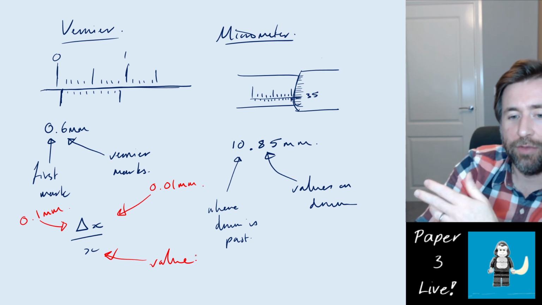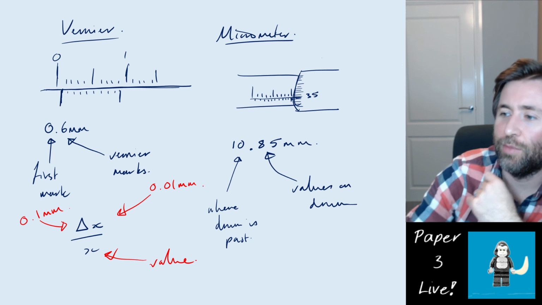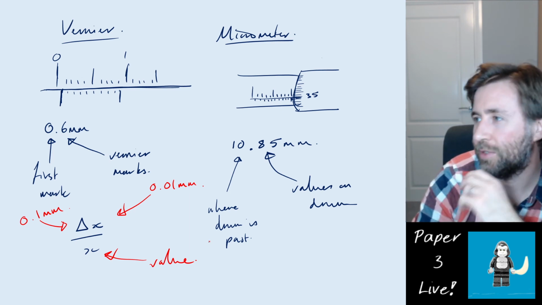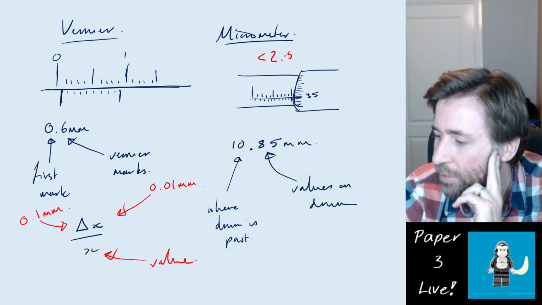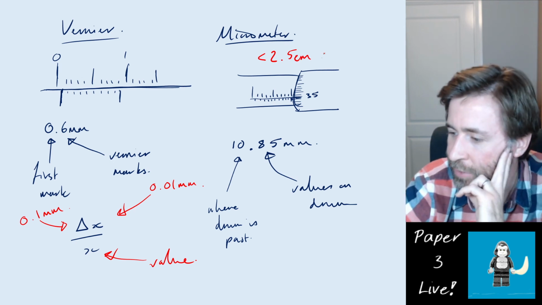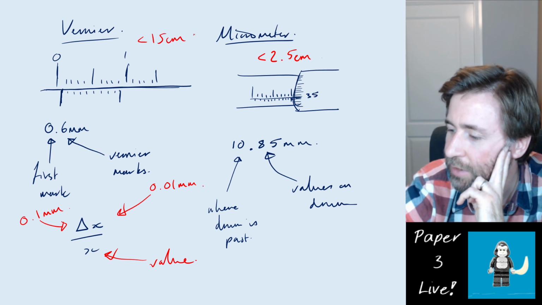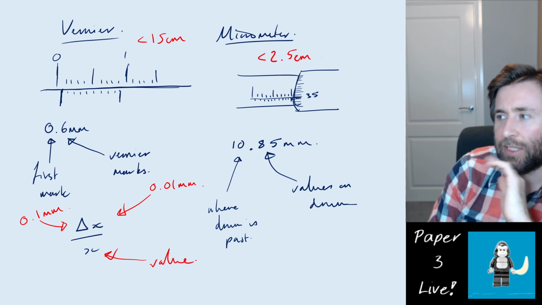And wouldn't it be great if you could measure this whole value? Wouldn't it be great if you could measure any value as big as you like with a micrometer, and you could always have a really tiny percentage uncertainty? But remember, the micrometer measures values that are less than 2.5 centimeters, and vernier scales measure less than sort of 15 centimeters. So in that kind of order of magnitude, maybe even 10.